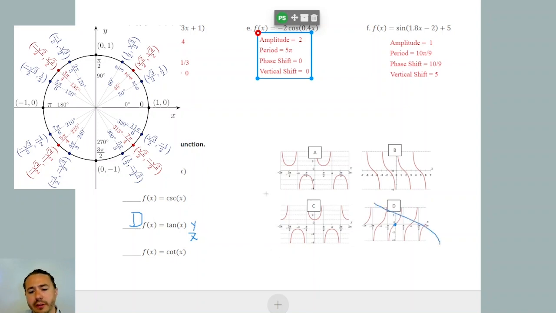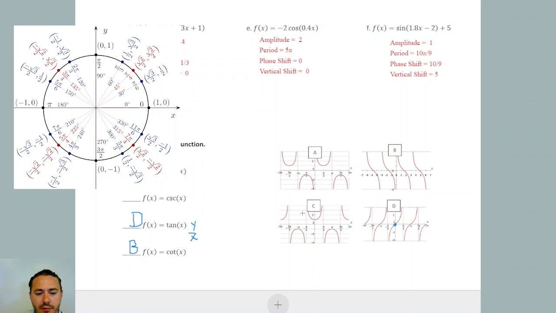Cotangent is the reciprocal of that. So wherever we have a 0 for tangent, we're going to have an undefined value, a vertical asymptote. You can see that's happening on choice B here. And vice versa. Wherever we have a vertical asymptote for tangent, we should have a 0 for cotangent. So you can see that these two graphs are related and they are reciprocals of each other. So the cotangent one should be B.